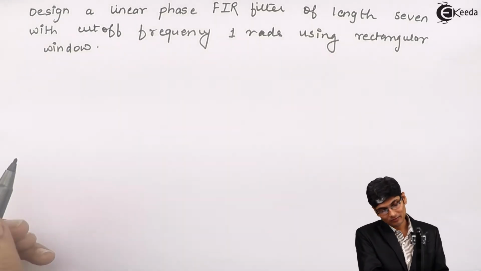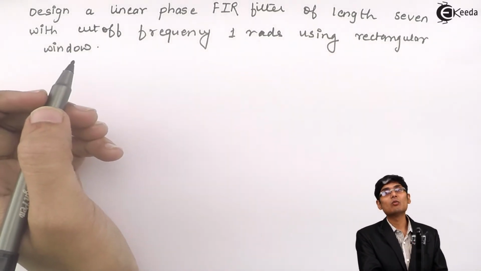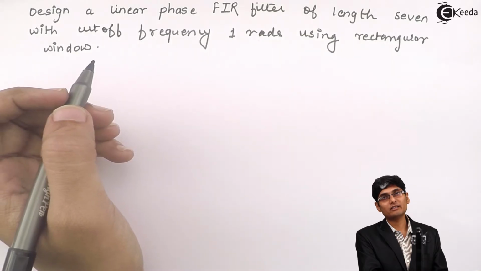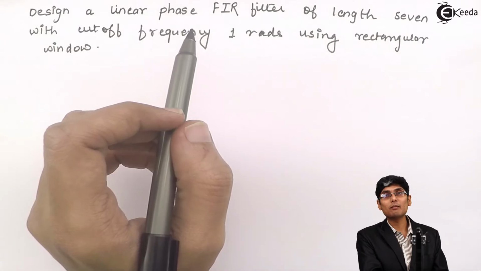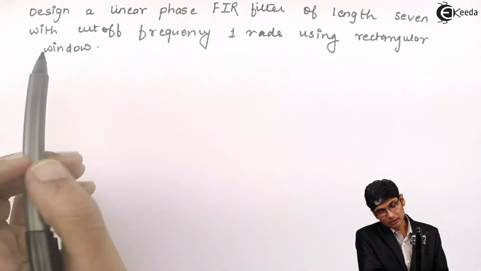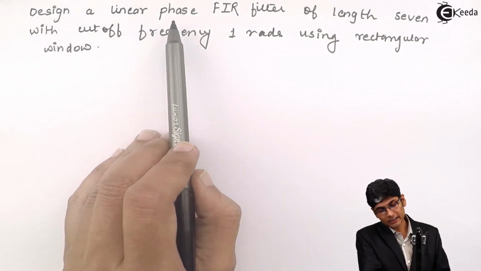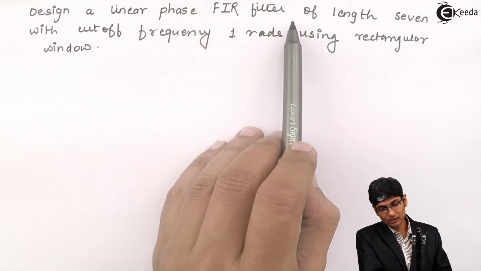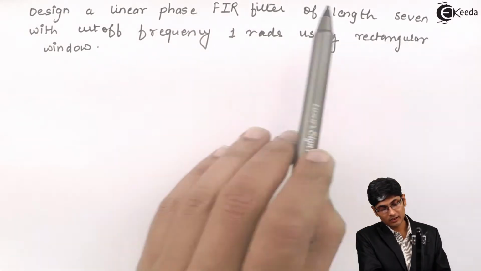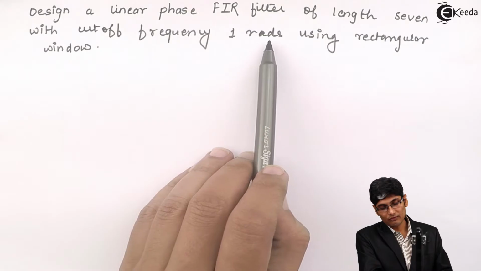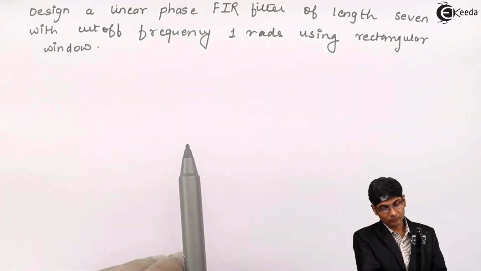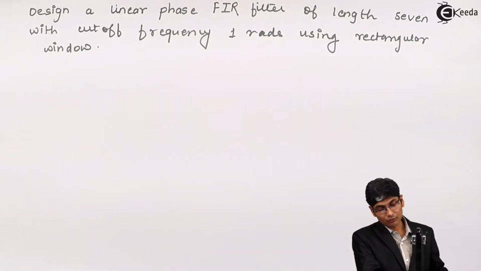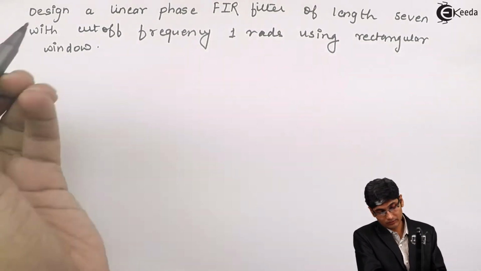Hi friends, let us see today what do you mean by a linear phase FIR filter design. To start with, let us take a problem. The problem says design a linear phase FIR filter of length 7 with a cutoff frequency of 1 radians using rectangular window. So in the problem, there are 3-4 things which have been mentioned.